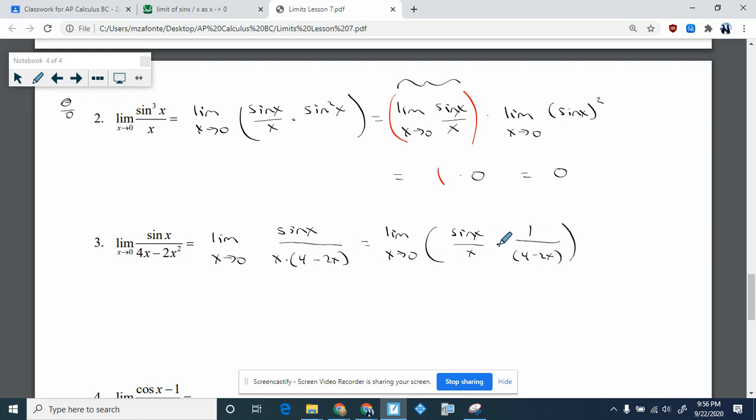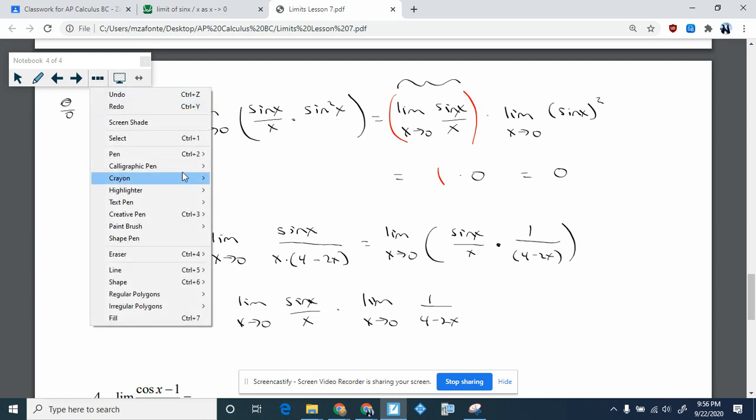So why did I do that? Well, because now I have the limit of a product. And what is the limit of a product? The product of the limits. So I get the limit as x goes to 0 of sine x over x. There it is, it's safely been extracted, times the limit as x goes to 0 of 1 over 4 minus 2x.